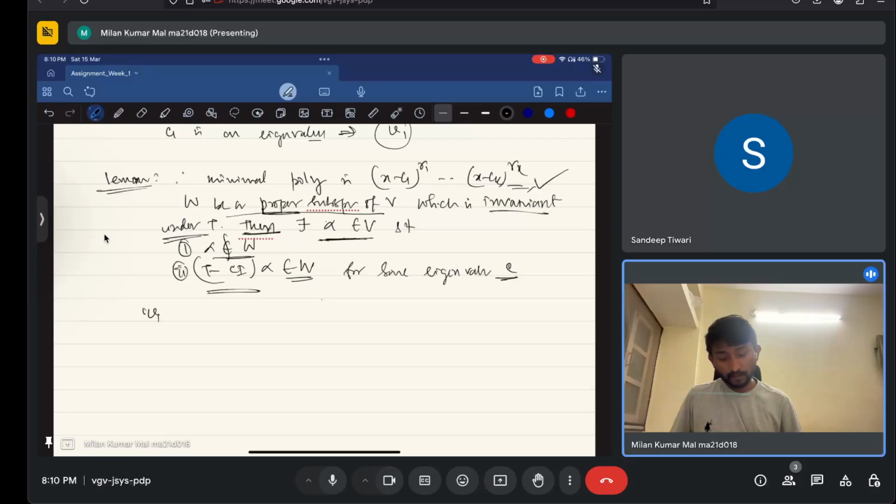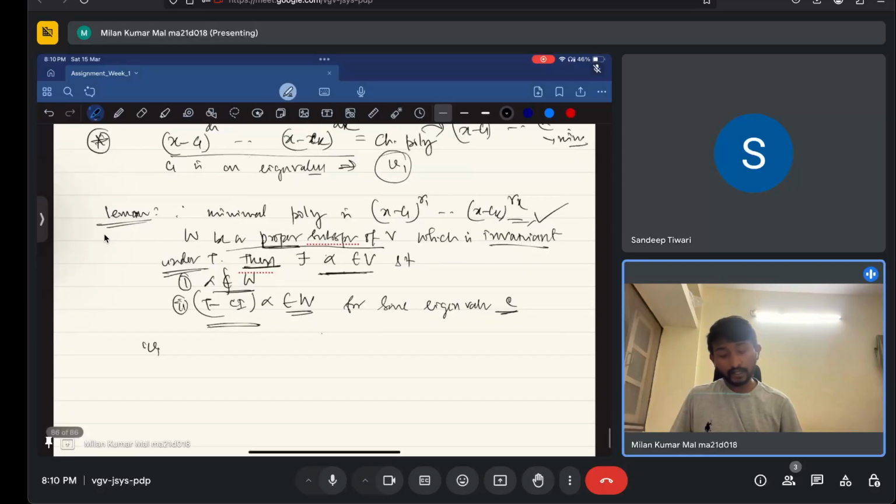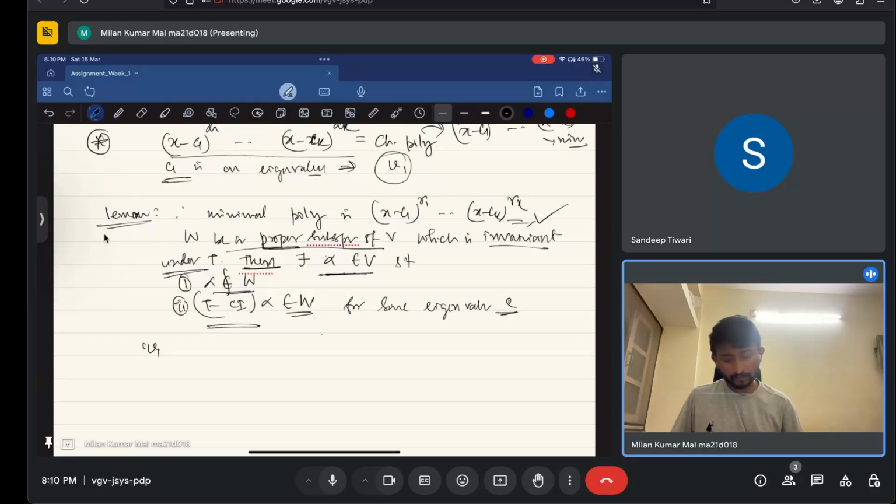Now suppose V1 is the eigenvector corresponding to the first eigenvalue. Let's take the span of V1. This is W1. This is invariant because V1 is an eigenvector, right? T of V1 equals c V1. That means the span of V1 is invariant.